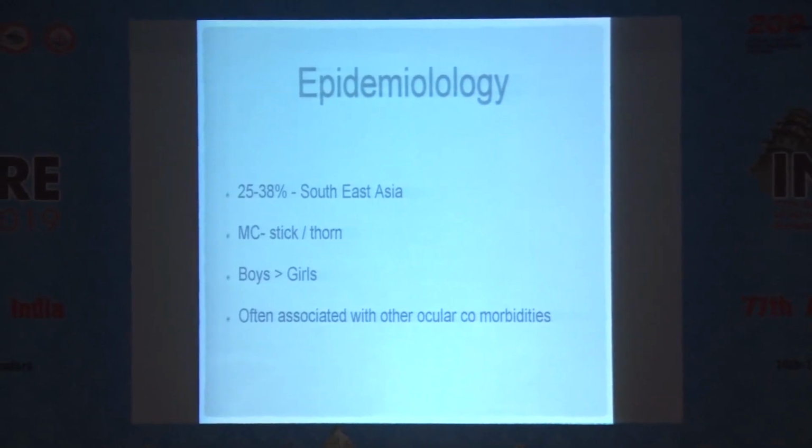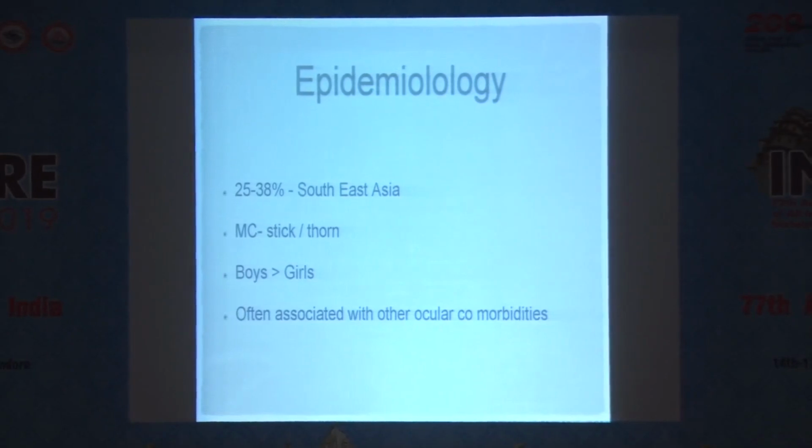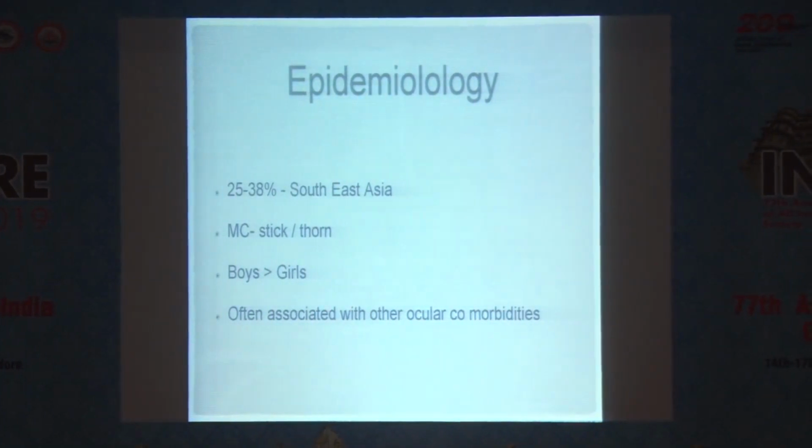So from Southeast Asia, the incidence of trauma in children and pediatric cataract is about 25 to 38%. And the most common etiology in our scenario is injury with a stick or thorn. And mostly these injuries are more common in boys as compared to girls. And oftentimes they are associated with other ocular comorbidities like injury to other parts of the eye, like zonules or cornea, and vitreous hemorrhage, retinal detachment, etc.